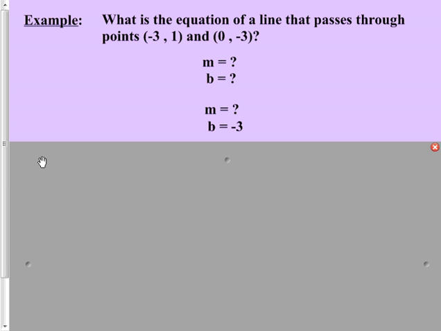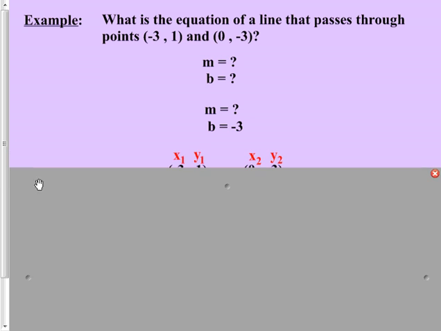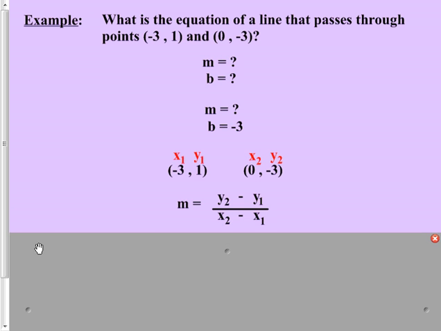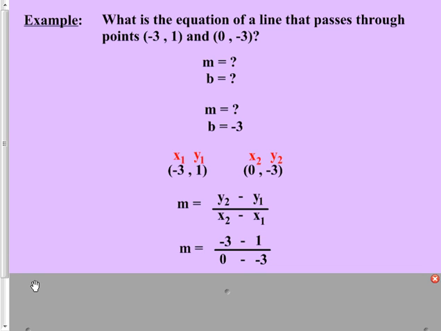We're going to take our 2 points. We're going to label them x1, y1, x2, y2. We're going to bring in our slope formula, m equals the difference of the y's, over the difference of the x's. And then we're going to plug in our information where it is called for. Our y2 is -3, y1 is +1, x2 is 0, and x1 is negative 3. Now beware all the negative signs here. Don't go losing any. Very easy to make silly mistakes in here.